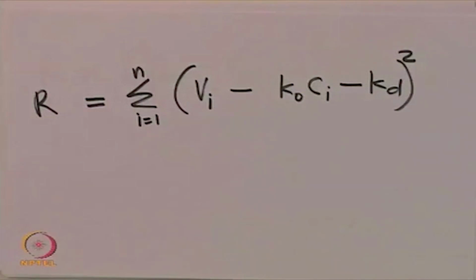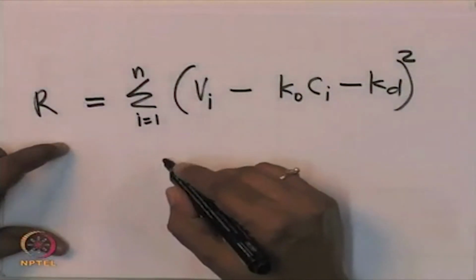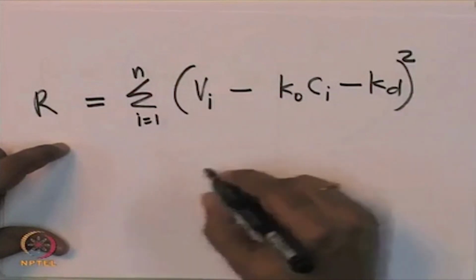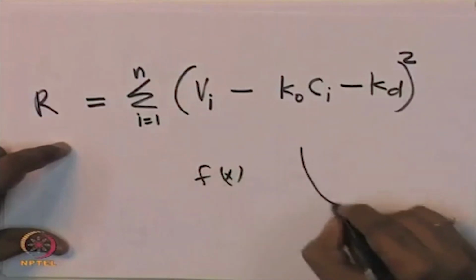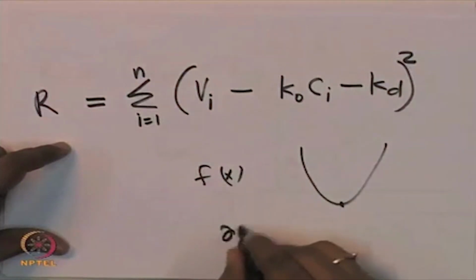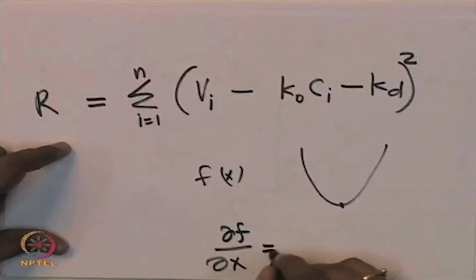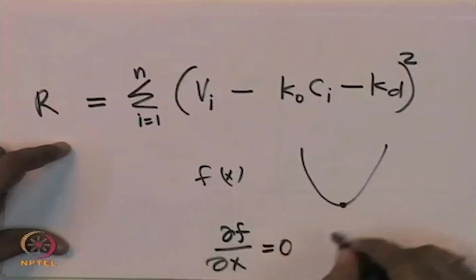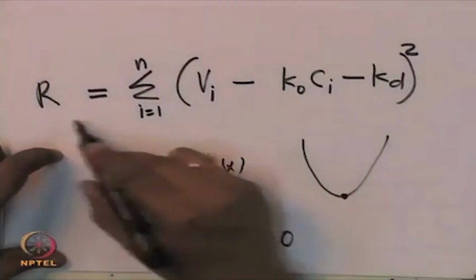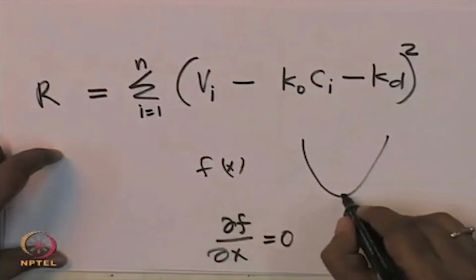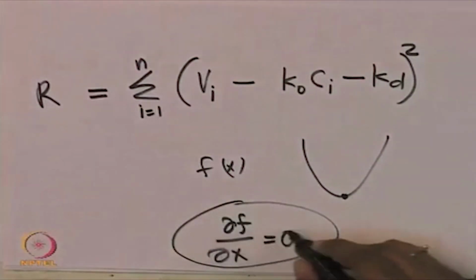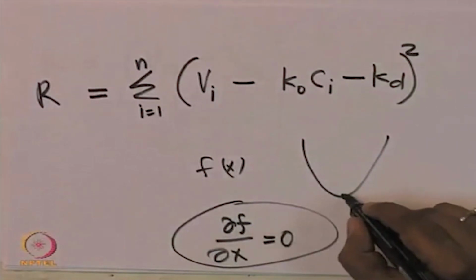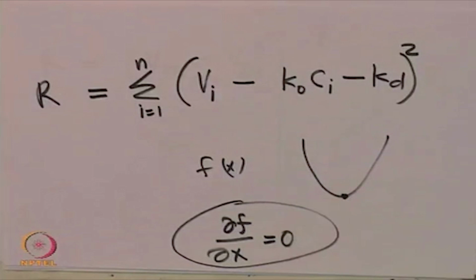So, we know that mathematically, the minimum of a function can be calculated as follows. If we had a function f of x and it had a minimum here, then if you calculate del f by del x at this particular point, del f by del x will be 0. So, if you want to calculate the minimum, what you typically do is find the derivative. If you equate that to 0, you will get the point where the function is minimum. So, we can do exactly the same thing here.